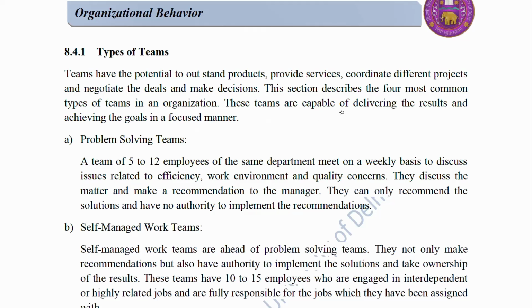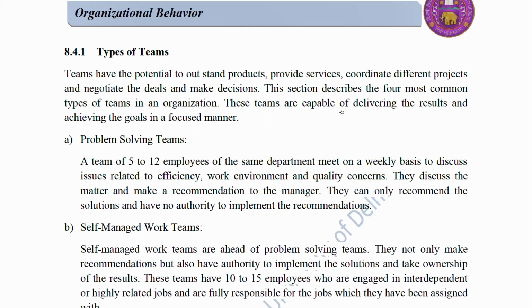A team of 5 to 12 employees of the same department meet on a weekly basis to discuss issues related to efficiency, work environment, and quality concerns. They discuss the matters and make a recommendation to the manager. They can only recommend the solutions and have no authority to implement the recommendations.